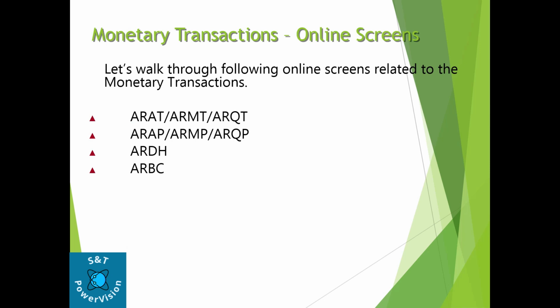Now we will talk about the online screens related to the monetary transactions. The first and very important screen is ARAT, ARMT, ARQT. After that, next is ARAP, ARMP, ARQP. After that, ARDH, ARBC. We'll see them one by one.